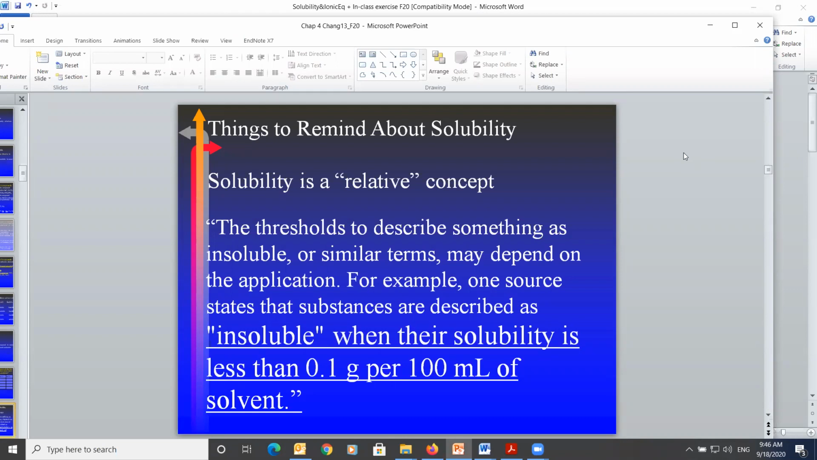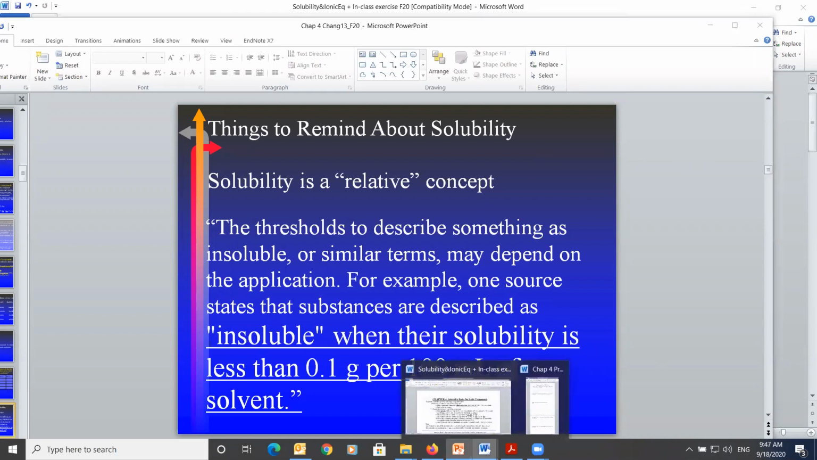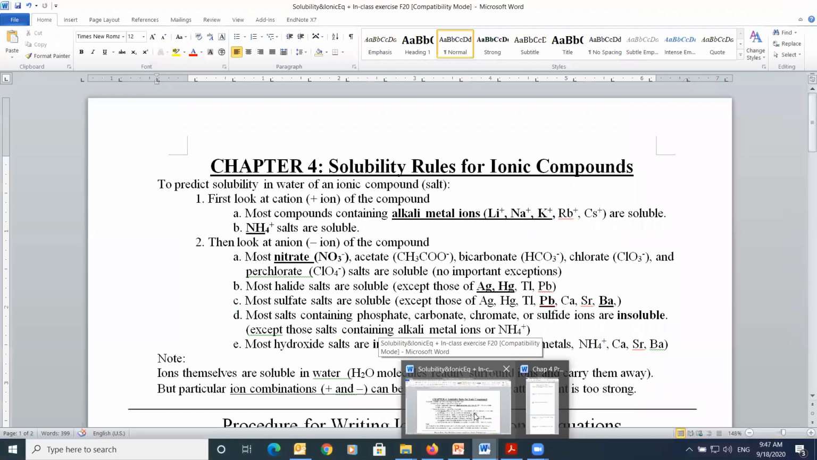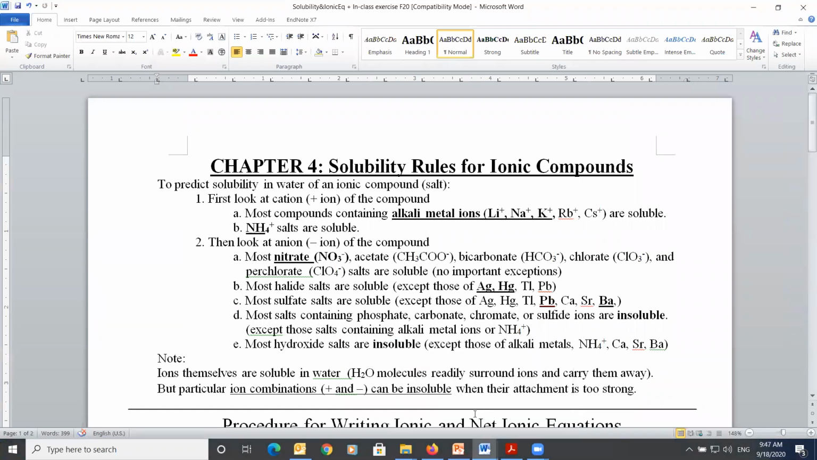Okay, I hope you can see everything I can see on the screen. In the last class, we talked about solubility. It's one of the very important things in Chapter 4, working in solution.